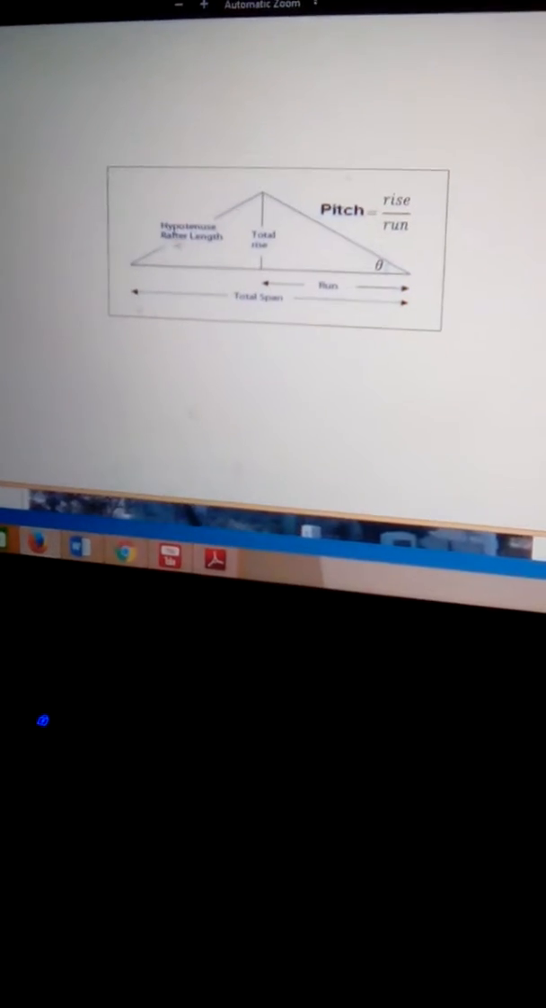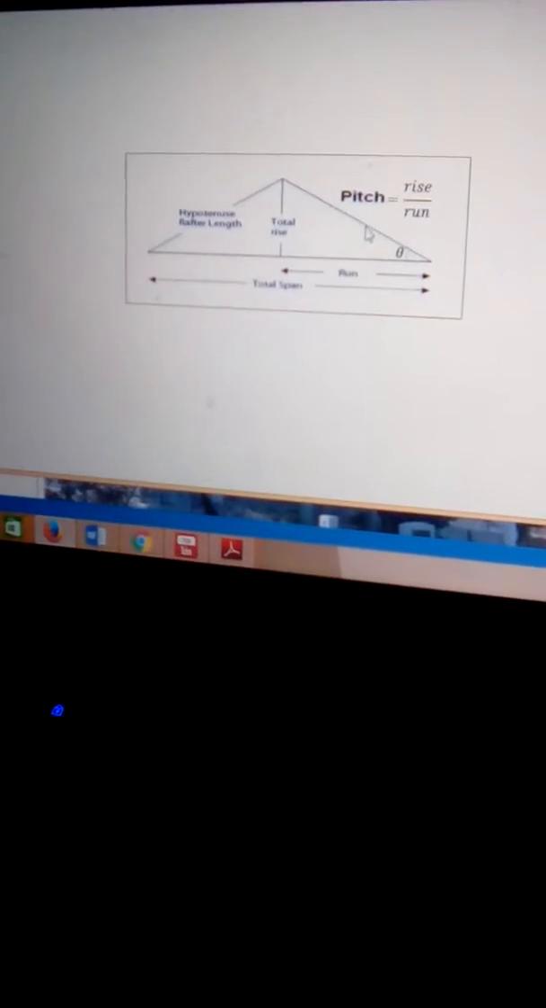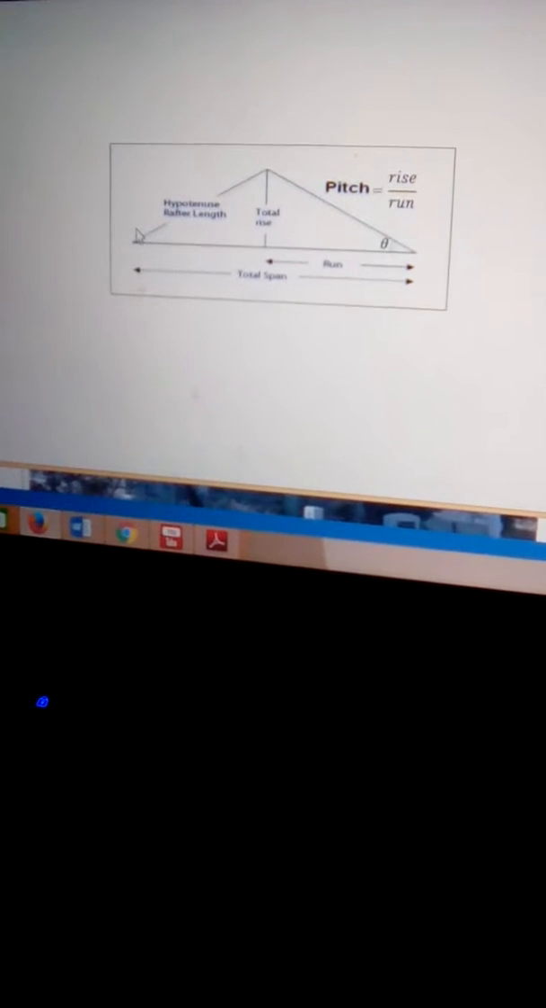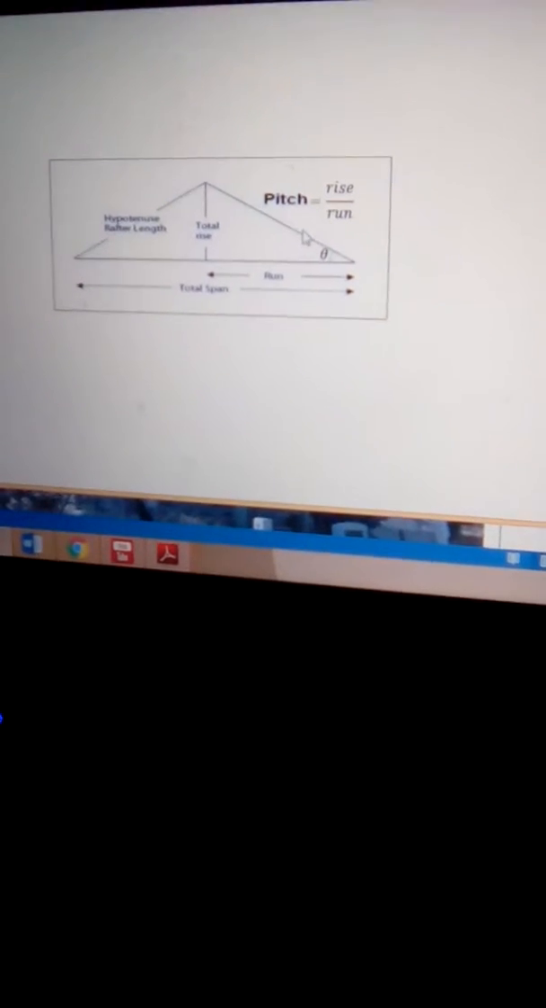Now, let us go to this portion where we have a triangular portion of a roof. If we remember in the previous activity, we said this is known as the gable, the triangular portion of a roof. Normally, the gable of a roof defines the slope, the degree of slope of a roof.